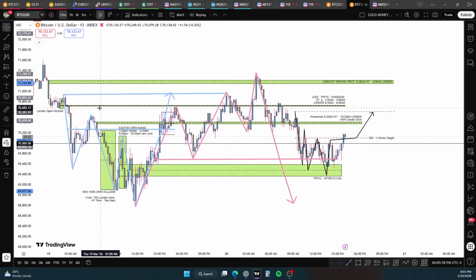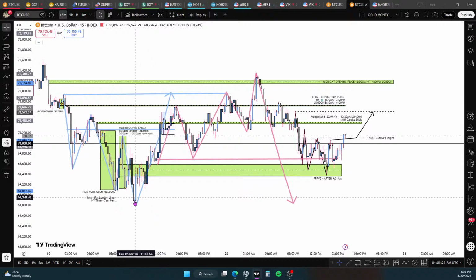So if you look hard enough, you can see this 3 drives pattern in here. And then the 50% retracement, and then the full redistribution. And then if you look at this one here, you can see this pink line. This is the initial low. Or to be honest, you could even say that this is the initial low here.